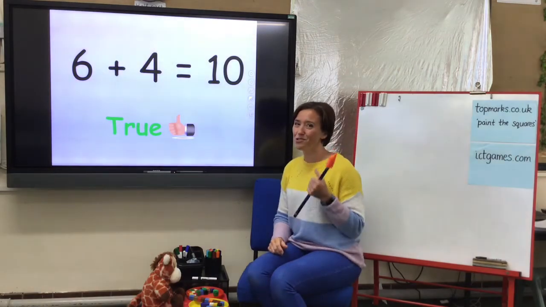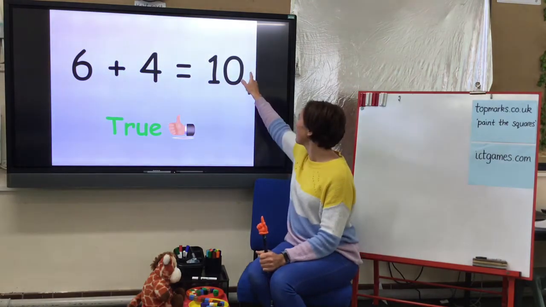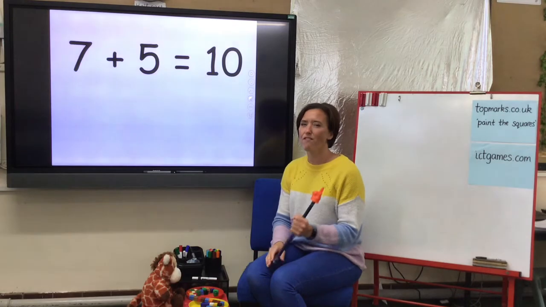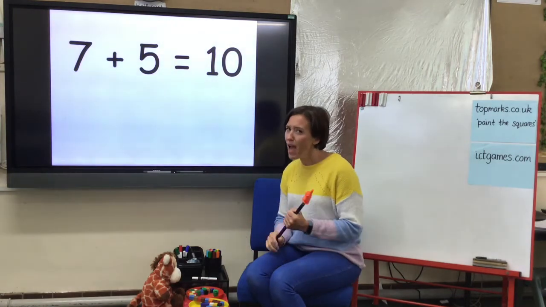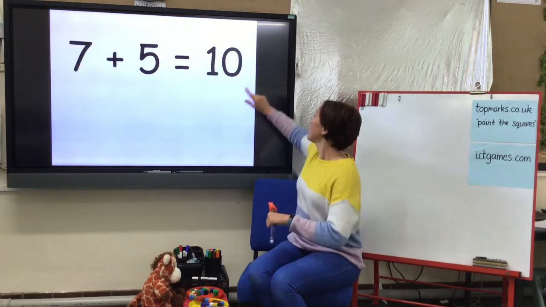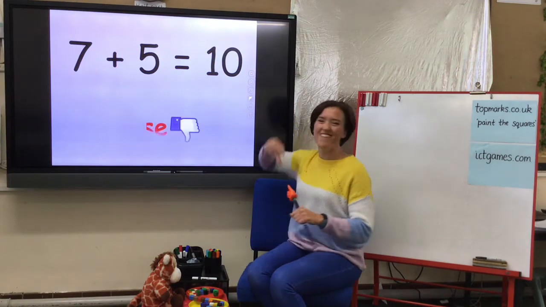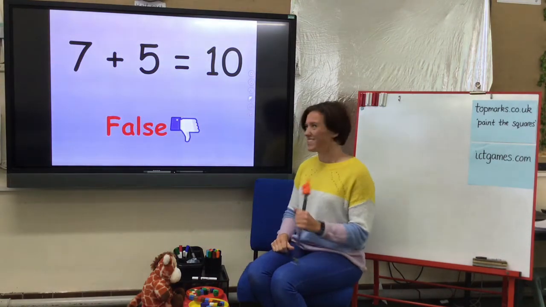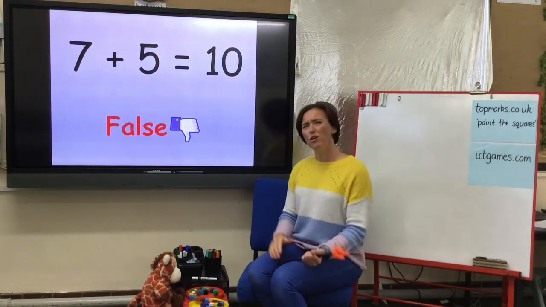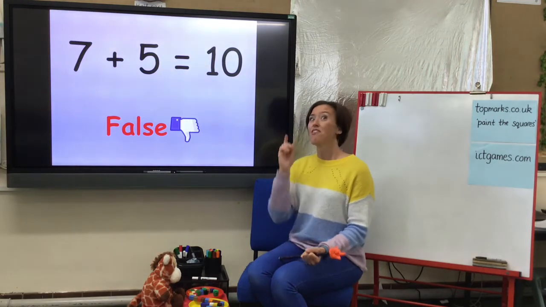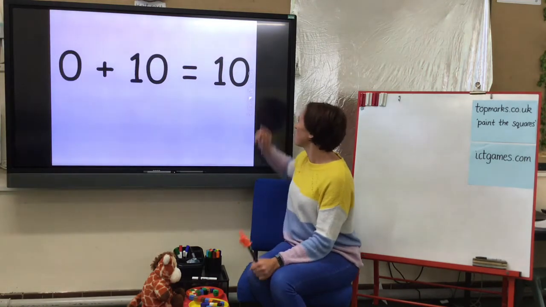Well done if you said true, of course. 6 and 4 makes 10. Next one. 7 add 5. Does that make 10? True or false? No, of course that was false. 7 add 5 does not make 10. What goes with 7 to make 10? 3, well done. Okay, next one.